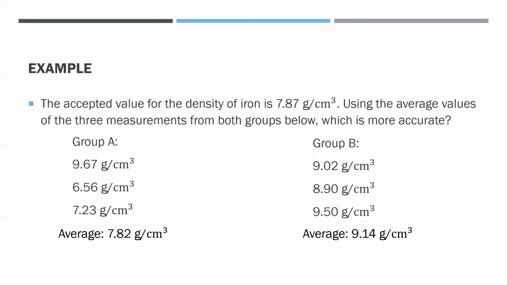When we look at both averages, we can see that Group A's average was closer to the accepted value for the density of iron. Because of this, it is accurate. Although Group B was not accurate, their values were precise as they were all close together.